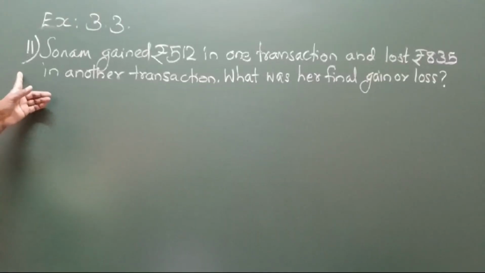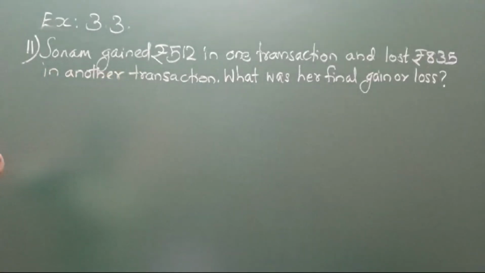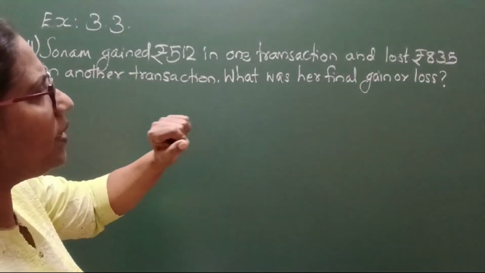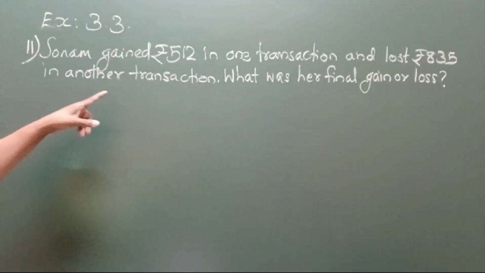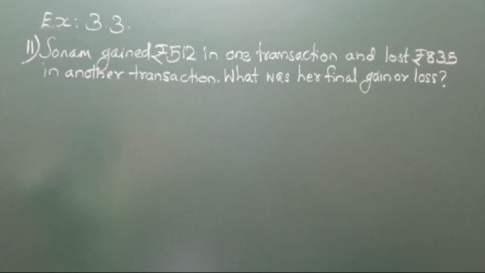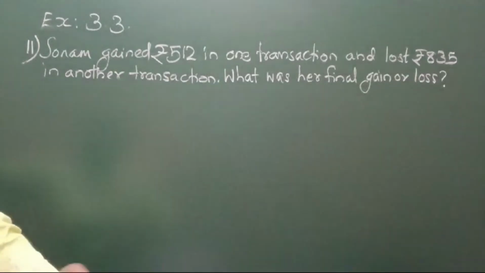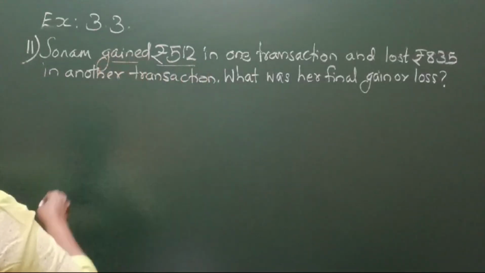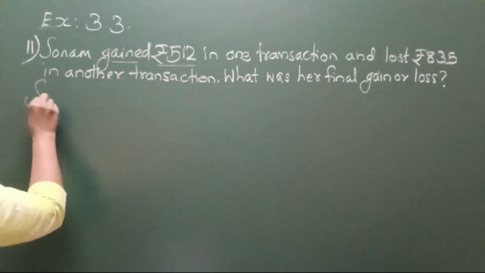Question number 11. Sonam gained 512 rupees in one transaction and lost 835 rupees in another transaction. What was her final gain or loss? Sonam gained 512 rupees. It is her gain. Okay, so we'll write the solution.